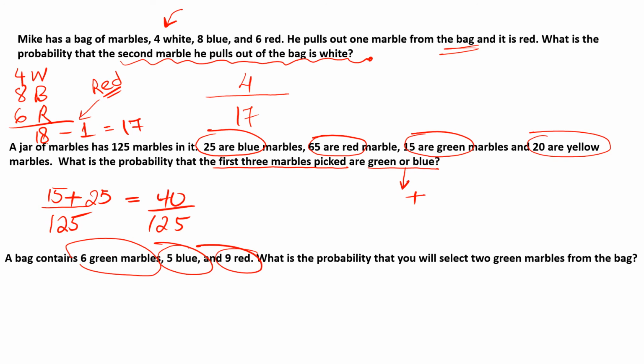It means 6, 7, 8, 9, 10, 11, 11, and total marbles are 20. It means total outcomes are 20. What is the probability that you will select 2 green marbles from the bag? Now, you have to select 2 green marbles from the bag. So, how will you proceed with such kinds of questions?